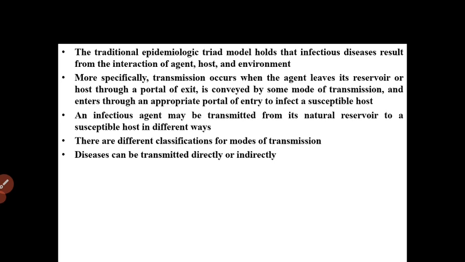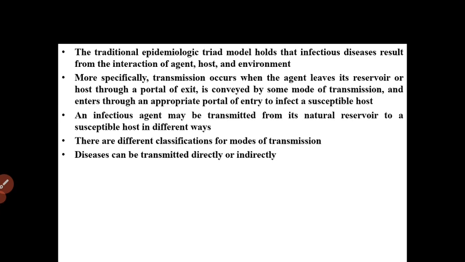Now, the traditional epidemiological triad model holds that infectious disease results from the interaction of agent, host, and environment. Okay? Communicable diseases may be transmitted from the reservoir or the source of infection to a susceptible individual in many different ways, depending upon the infectious agent or portal of entry and the local ecological conditions.